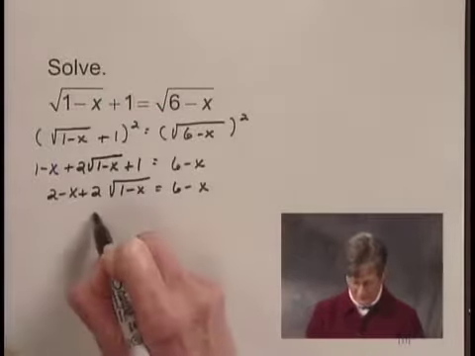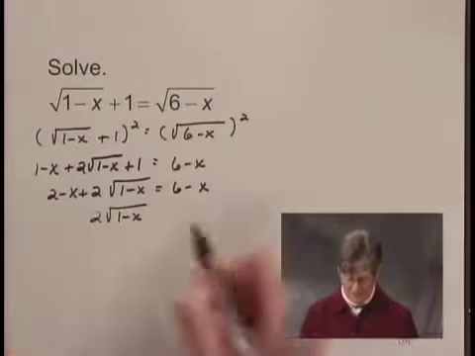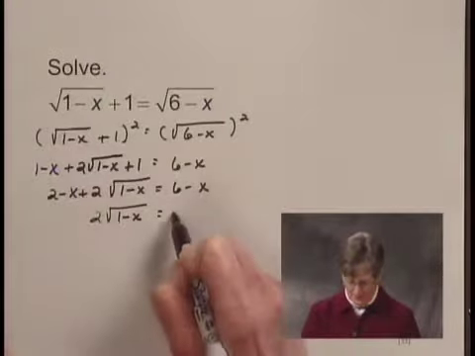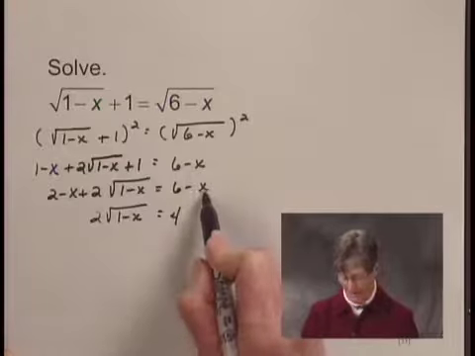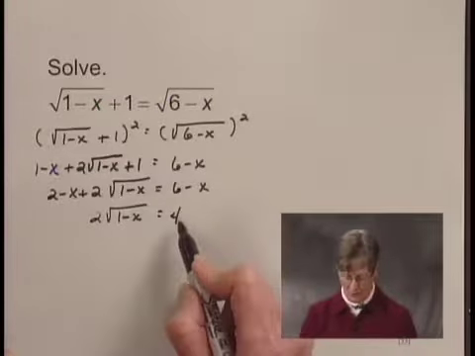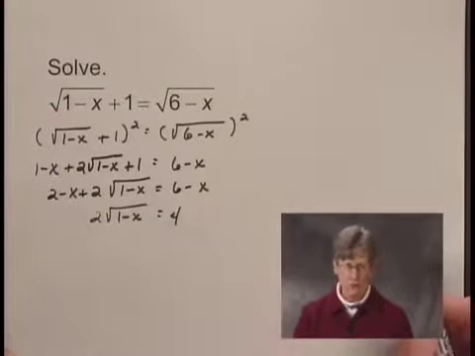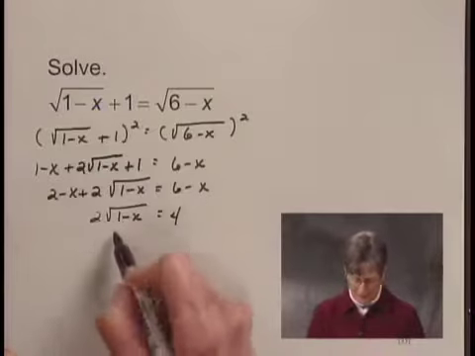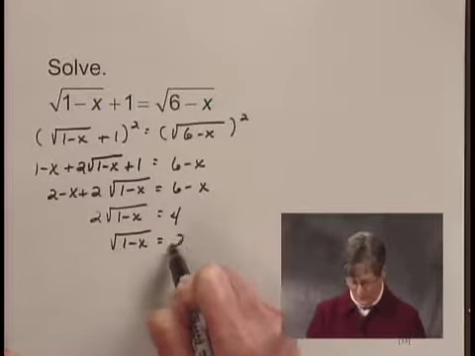And when I do that, on the left-hand side, I have 2 times the square root of 1 minus x. When I subtract 2 on both sides, I have 6 minus 2, or 4, and when I add x on both sides, I have the opposite of x plus x over here, or just 0. So I have 2 times the square root of 1 minus x equals 4. Now I'm going to divide both sides by 2. And when I do that, I get the square root of 1 minus x equals 4 divided by 2, or 2.